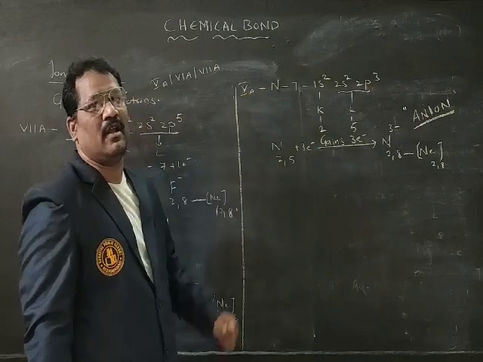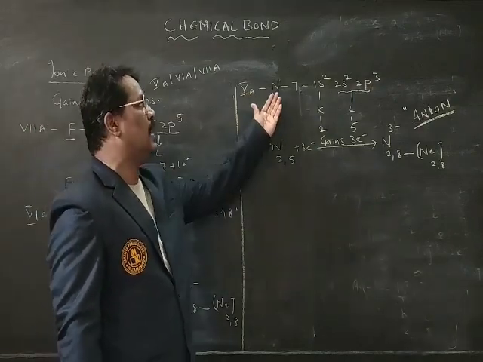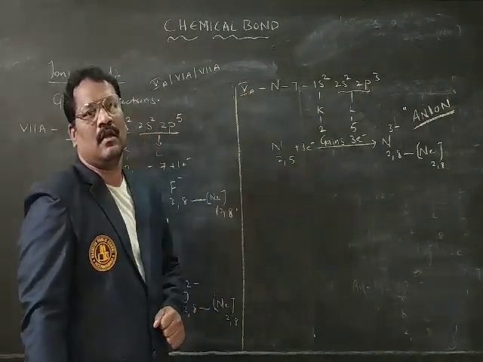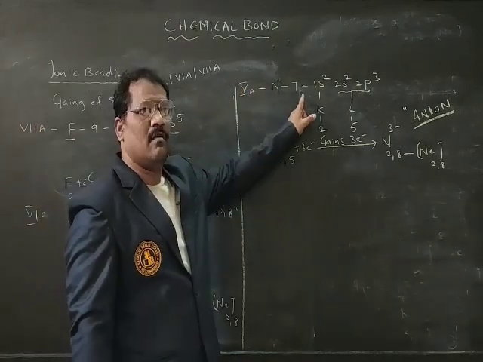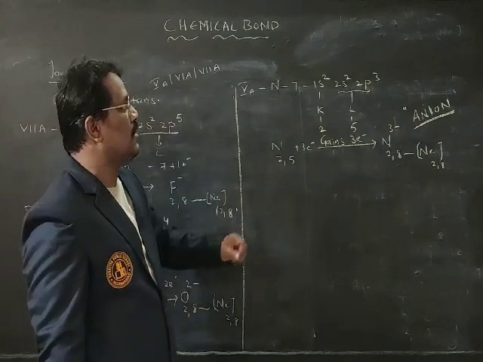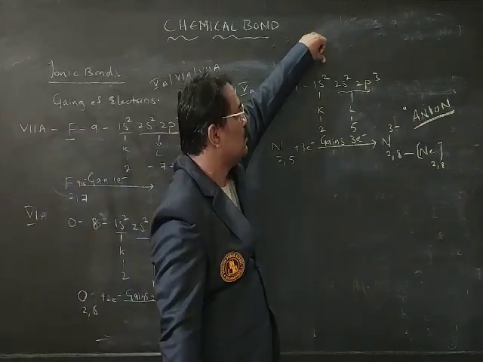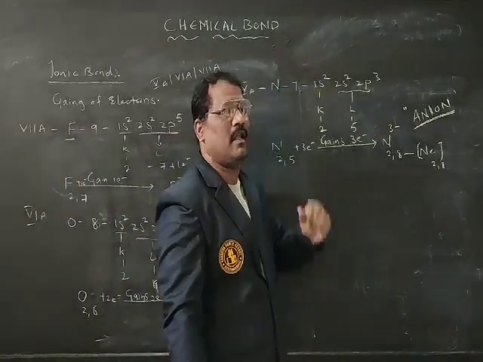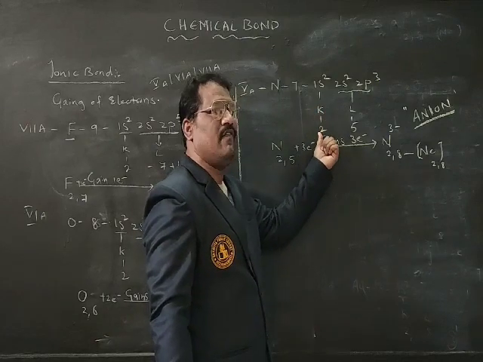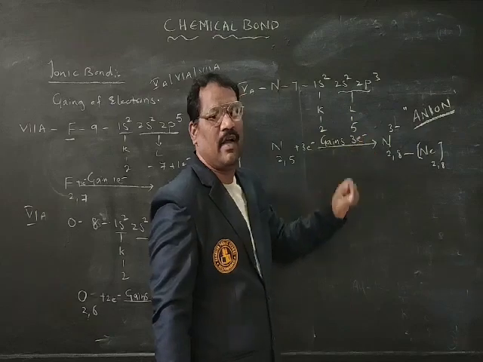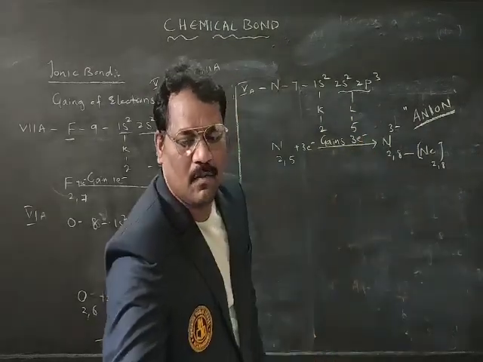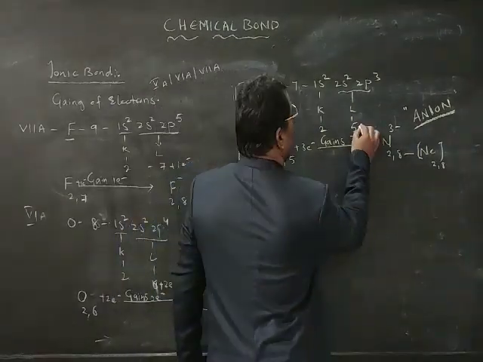Coming to the 5th A group element, I have taken an element called nitrogen. Symbolically it is represented by N. Its atomic number is 7. Electronic configuration is 1s2, 2s2, 2p3. The first shell, K shell, has 2 electrons. The next shell, L shell, has 5 electrons. It requires 3 more electrons.